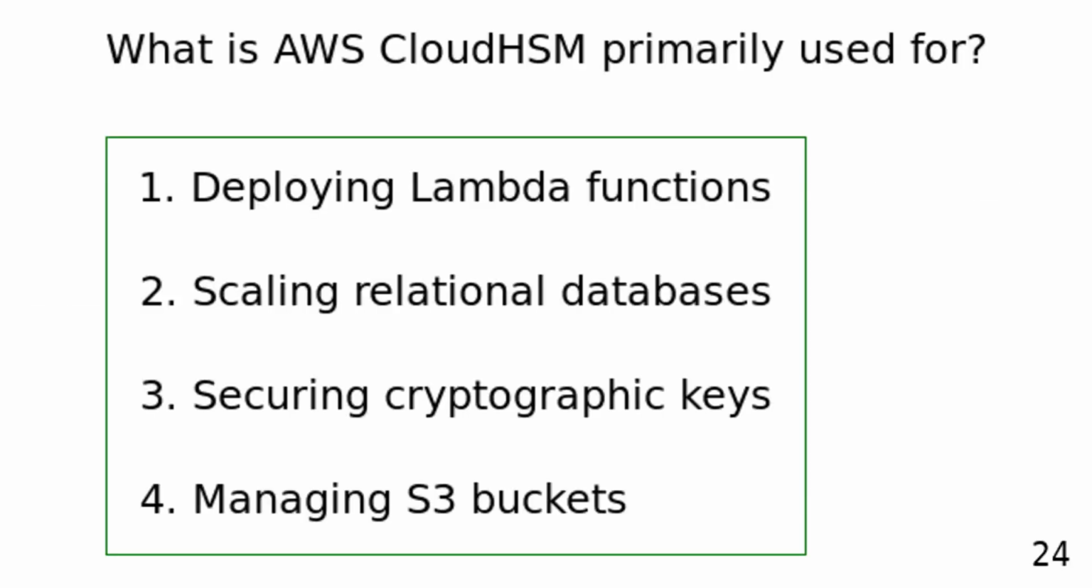What is AWS CloudHSM primarily used for? Deploying Lambda functions. Scaling relational databases. Securing cryptographic keys. Managing S3 buckets.